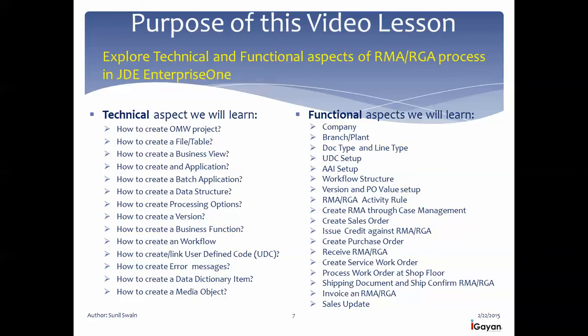On the functional side, basically how the company setup is done: branch plant, document type, line type, UDC, or AI setups, basically automated accounting instruction setups. Then we'll see the workflow structure and how to set it up. Then we're going to create some different versions, for the interactive application as well as batch application, order activity rules, how to create a credit, how to create a purchase order, how to create a service work order, how to process that service work order in shop floor management, how to do a ship confirm, and how to generate an invoice or issue a credit, and run through the sales update.